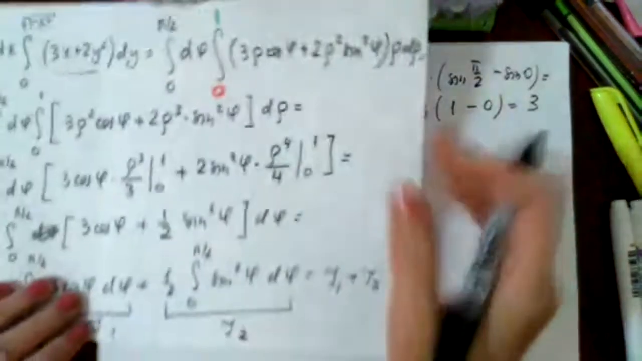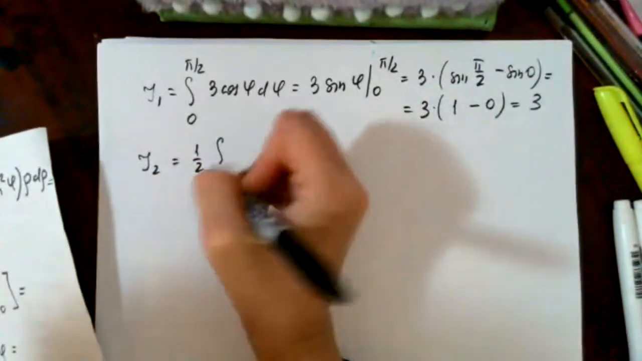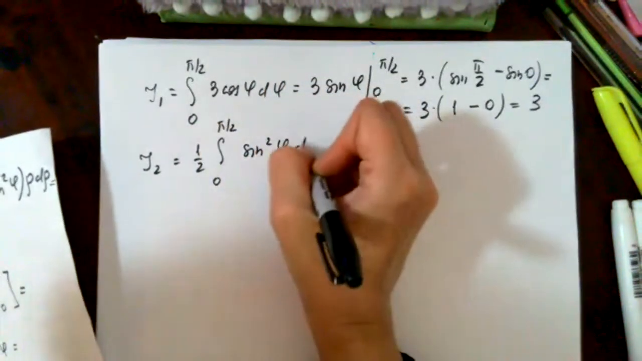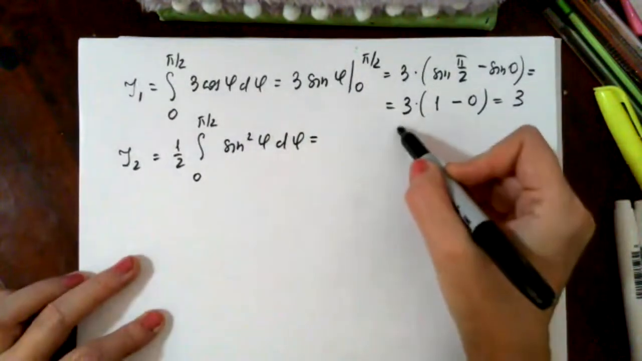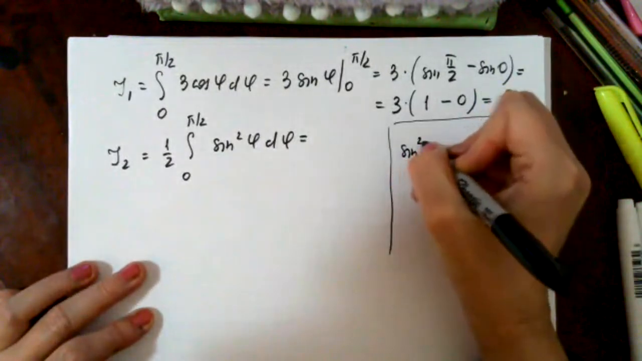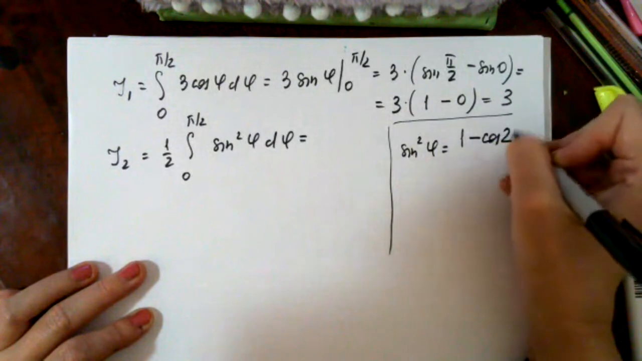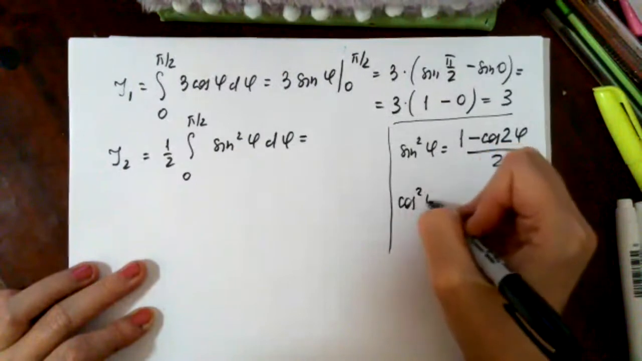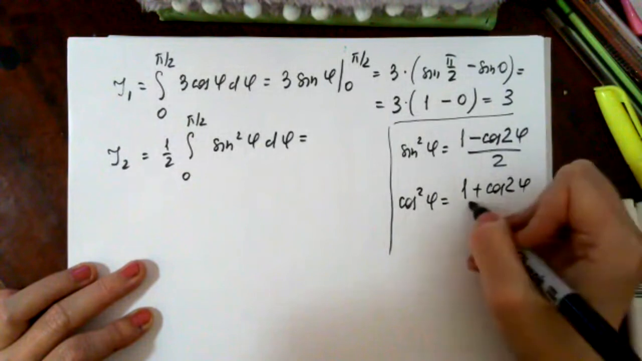So let's move to the second term, which is here. I'm copying it here. 1 over 2 in front of the integral, from 0 to pi over 2, sine squared of phi d phi. How would you deal with this integral? It turns out that in trigonometry there are two quite nice formulas. Sine squared of phi is equal to 1 minus cosine of 2 phi, divided by 2. And there is a similar formula for cosine squared of phi. Just write it down just in case. Maybe you will need it on your exam or somewhere.